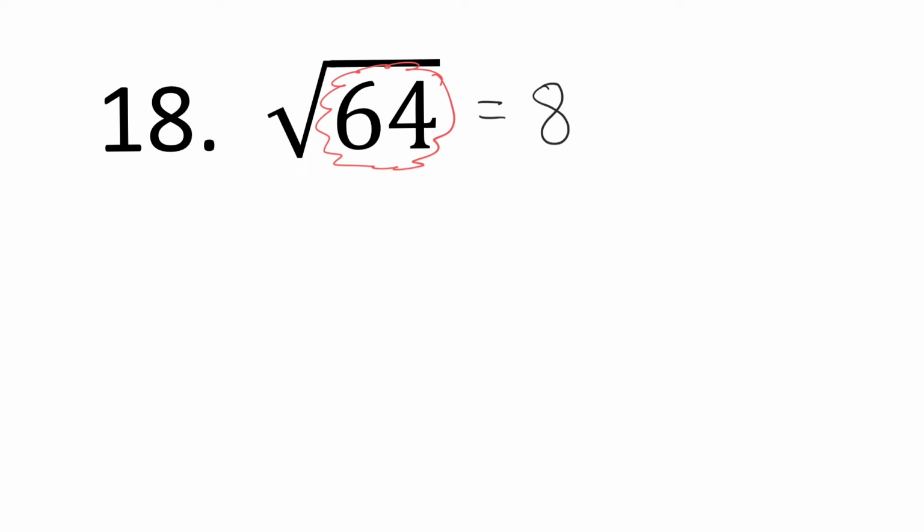So if you are able to recognize perfect square numbers, that's going to help you a lot when you simplify radicals. So 64 is a perfect square number, 25 is a perfect square number, 36, 4, 16, 81, 100. So there's many perfect square numbers. So if you are able to recognize those numbers, like I said, it will be easier to simplify the radicals.